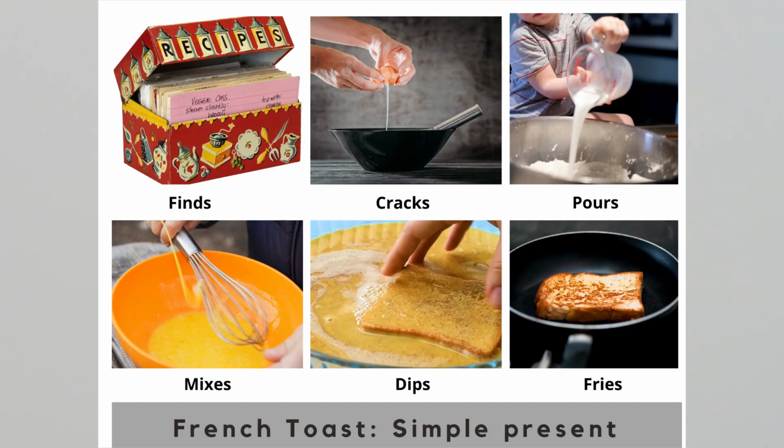So what we're going to do now is look at a sequence of 6 pictures. We're going to talk about what happened in these pictures 4 different ways. Let's go ahead and look at our first story sequence. Now you will see a sequence of 6 pictures about making French toast. First, I'll tell the story in the simple present.